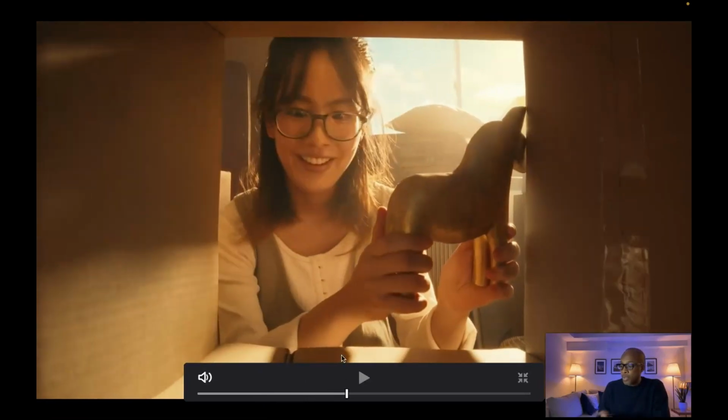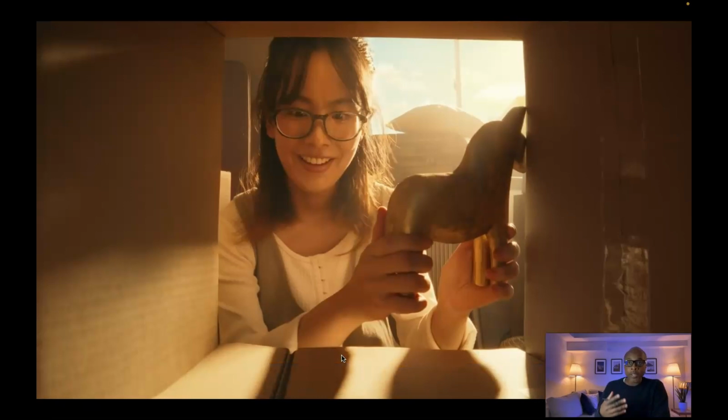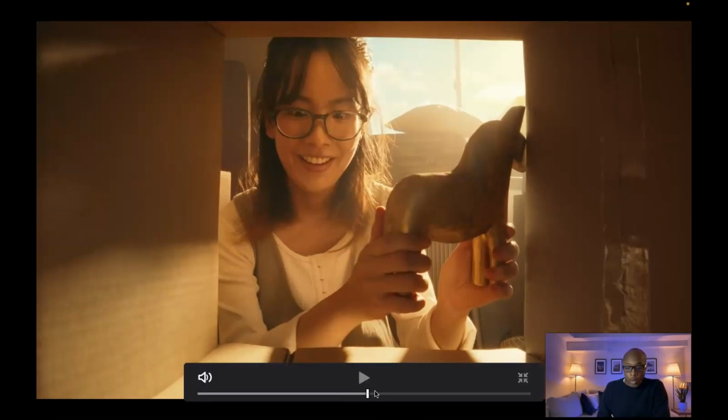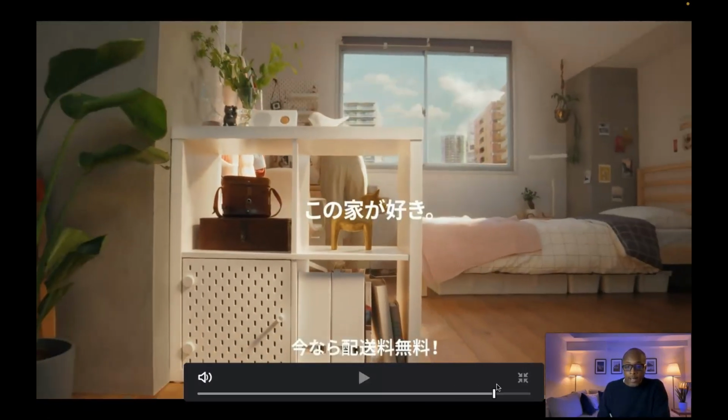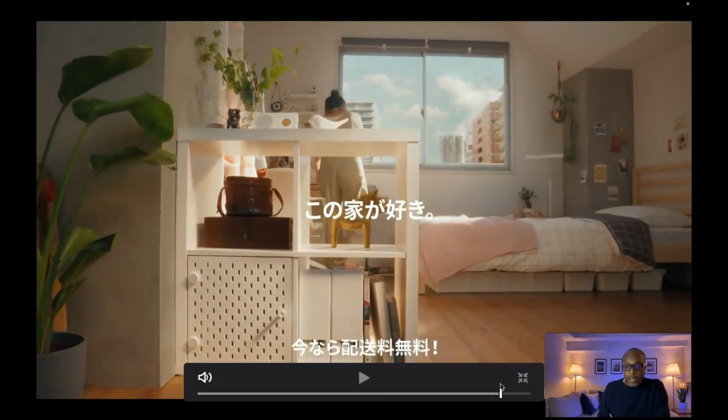Also, they got rid of the tagline about high quality, low prices, and instead replaced it with making an ideal home, which basically, as I said, ties into "I like this home." So there's a lot here, guys.